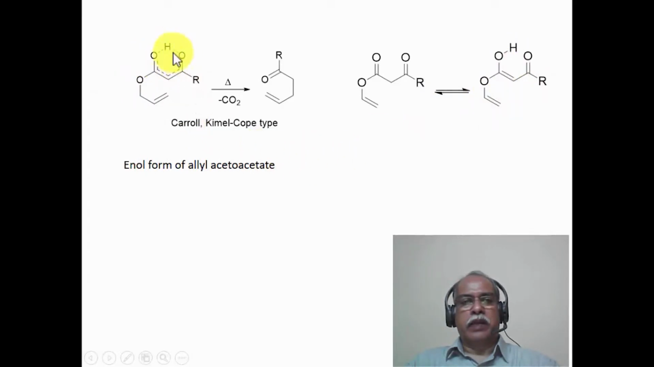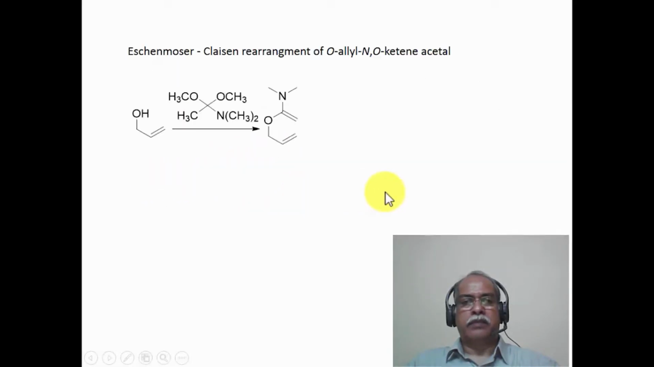The enol form, of course, will be hydrogen bonded, with the carbonyl hydrogen bonding to the enolic hydrogen. Under the reaction condition, it produces a carboxylic acid by a 3,3 sigmatropic rearrangement. The carboxylic acid is a beta keto acid, so it readily undergoes carbon dioxide elimination. Extrusion of carbon dioxide takes place to generate the gamma delta unsaturated ketone. This is called the Carroll type of rearrangement of the enol form of allyl ethyl acetoacetate.